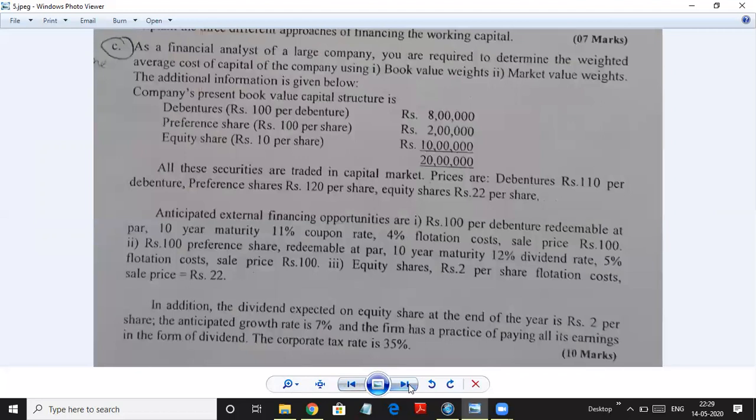Now this is a little technical problem, so we'll understand it first properly. As a financial analyst of a large company, you're required to determine the weighted average cost of capital using book value and market value weights. They've given you additional information. The company's present book value is 8 lakh debentures, 2 lakh preference, and 10 lakh equity. Total 20 lakh.